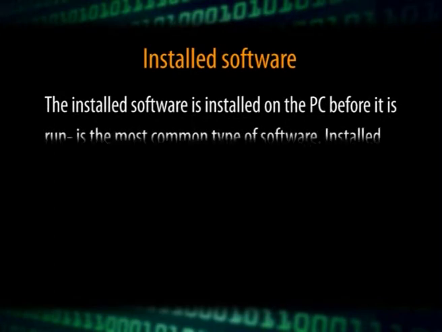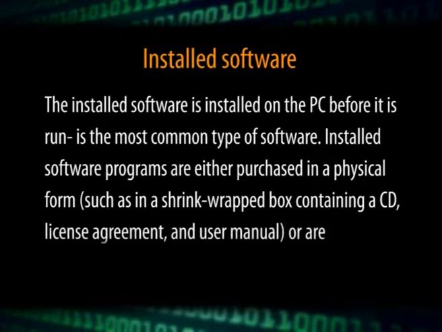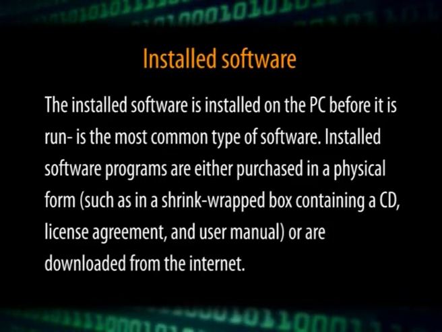The installed software, that is the software that is installed on a PC before it is run, is the most common type of software. The installed software programs are either purchased in a physical form such as a CD or a license agreement along with a user manual, or are downloadable from the internet. Whether or not the downloaded software requires a fee depends upon whether the program is commercial software, shareware, freeware or public domain software.